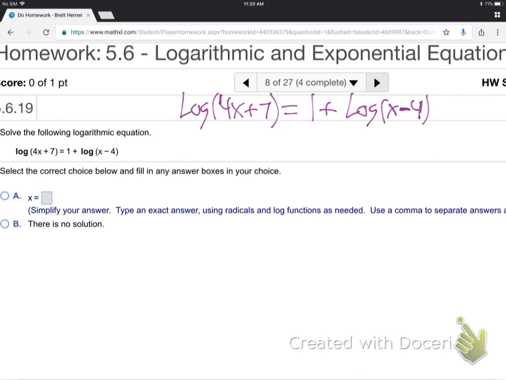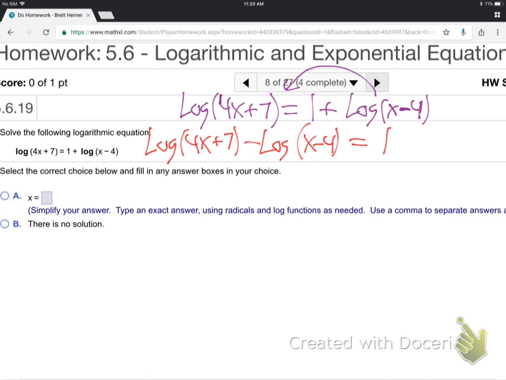You guys getting that? So now he's just put 10 on... Let me jump this over here. Get the logs on the same side. Log 4x plus 7 minus log x minus 4 equals 1. So we get them on the same side. Then we're thinking count down the logs: 2 logs, 1 log, no log. So yeah, subtraction becomes division. So it'll be 1 log with these guys divided.